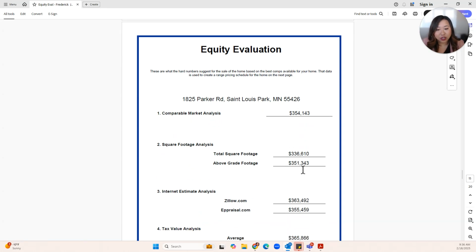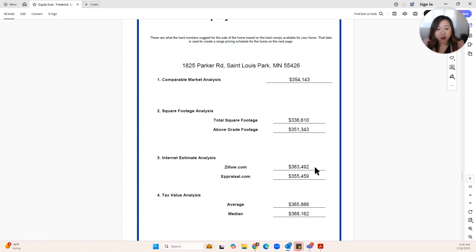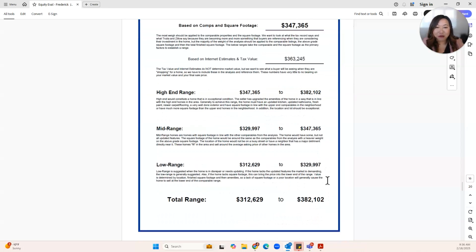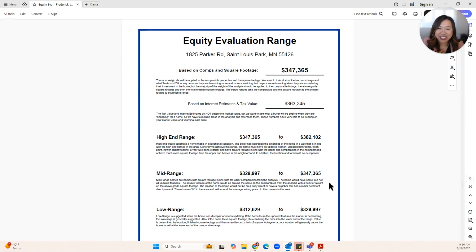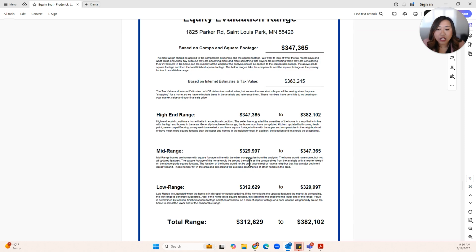Lastly, the equity evaluation breaks it down into four different views: if we were going off of just the comparable market analysis, just the square footage analysis, the internet estimates, or the tax value. And then it brings us to our favorite page, my favorite page, I should say, which is the equity evaluation range. It gives us a low range up to a high end range, and where we think the home can sell and where we think we should price.